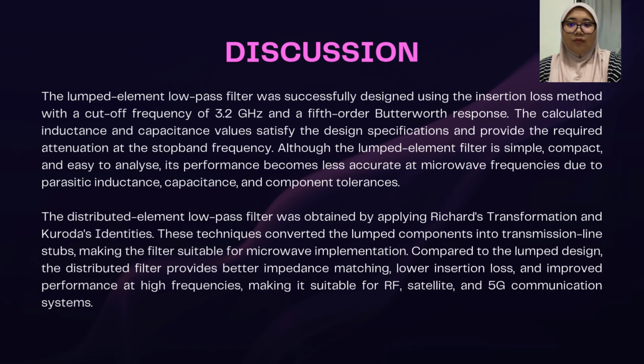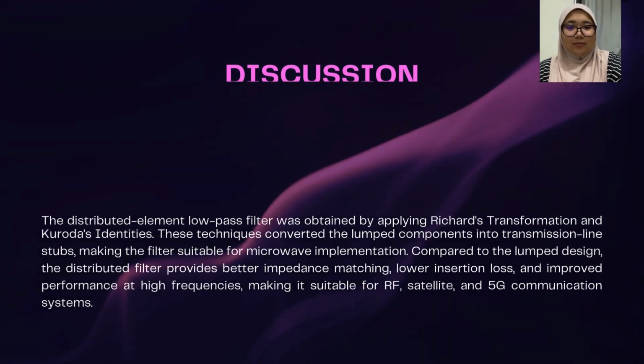However, lumped element filters become less accurate at microwave frequencies due to parasitic inductance, parasitic capacitance, and component tolerance. To overcome this limitation, we apply Richards transformation and Kuroda's identities to convert the lumped components into transmission line stubs. The distributed filter offers better impedance matching, lower insertion loss, and improved performance at high frequency, making it suitable for RF, satellite and 5G communication systems.